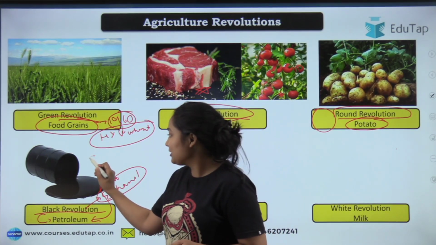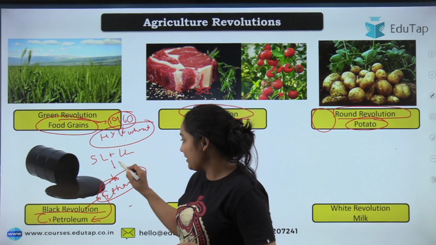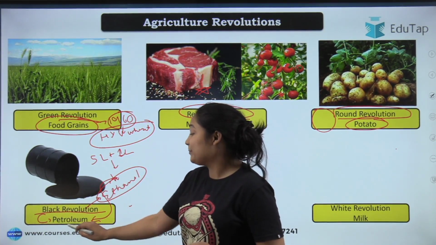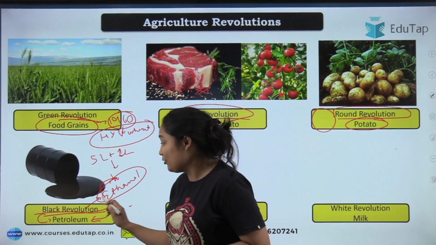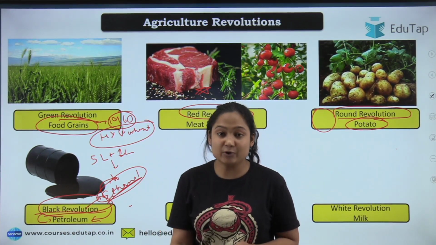If you have 5 liters of petrol, you can add, suppose, 1 liter. So you have increased your petrol by 1 liter. So that's how black revolution works, by production of ethanol and development of biodiesels.